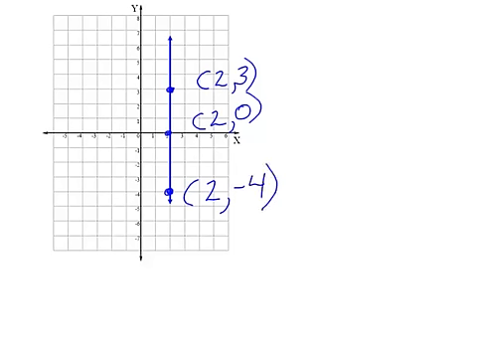Do you notice something here? Every x on this line is 2. To get to any point on this line, I'm going to go right 2, and I can go up, I can go down, I can stay at 0. But the x is going to be 2. This is a line: x is equal to 2.